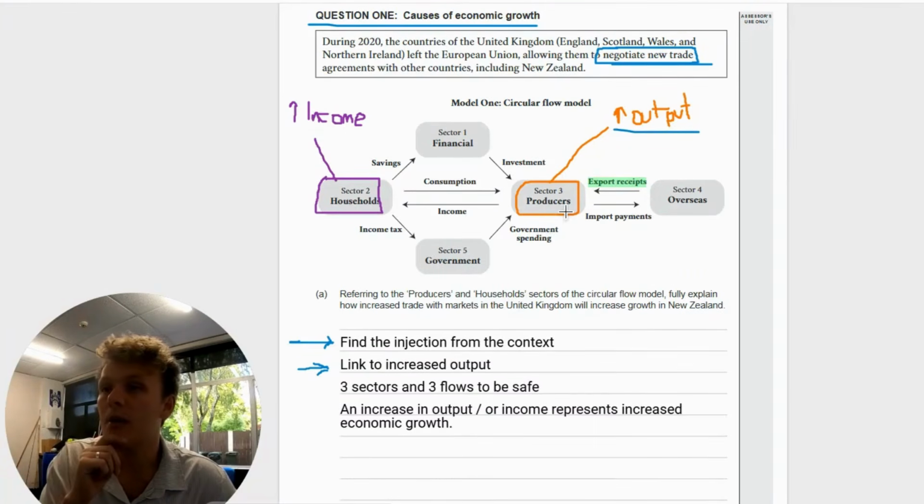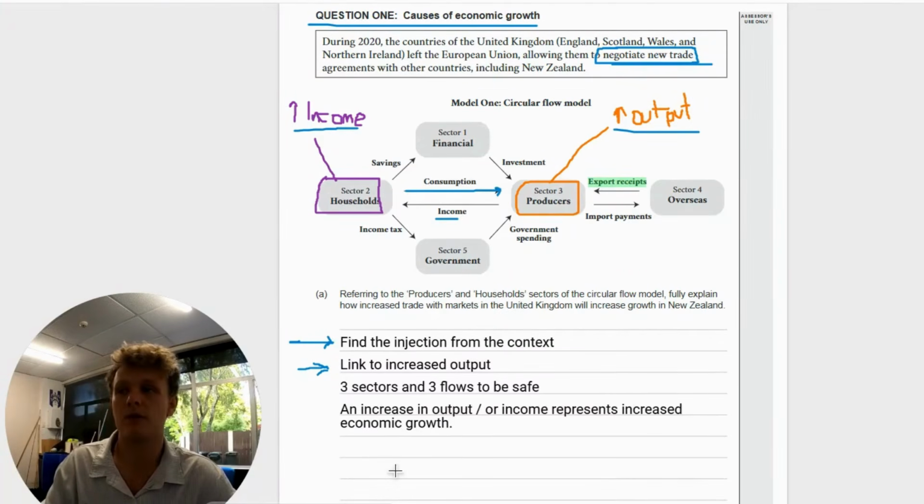Then we want to say producers are going to need to purchase more resources in order to increase their output. So the income is going to rise as they purchase more resources. For example, they might purchase more labor from households, therefore they'll give them more wages in return, so that's income rising. Households' income will increase, so they'll be better off, and then with that increased income, they're going to spend more at producers on goods and services. So that's an increase in export receipts, increase in income, increase in consumption. So 3 sectors, 3 flows. Name all the flows, name all the sectors explicitly, and then give an example of each one.